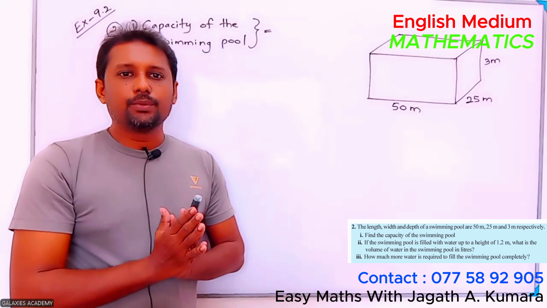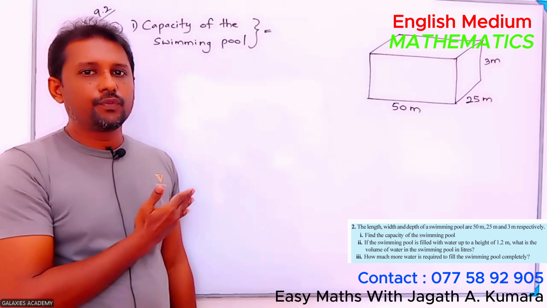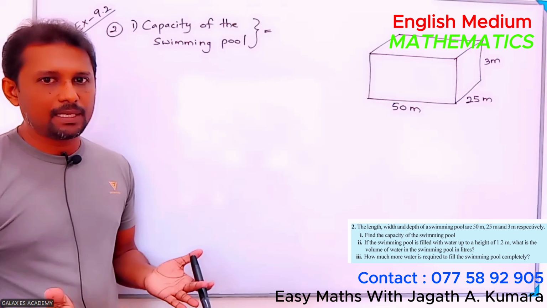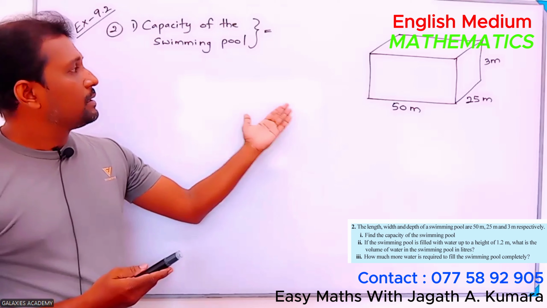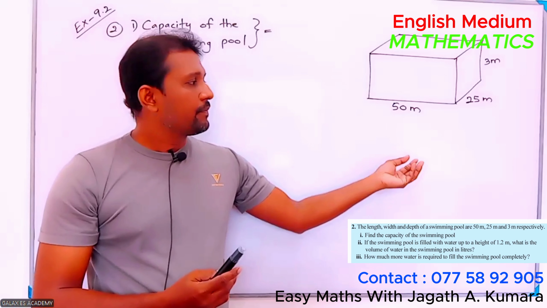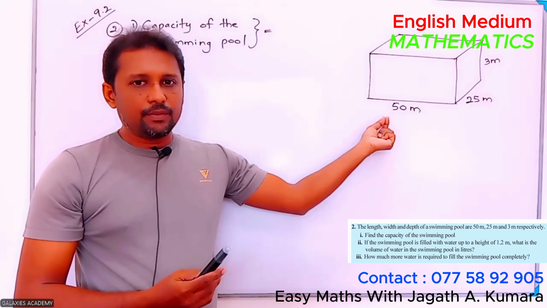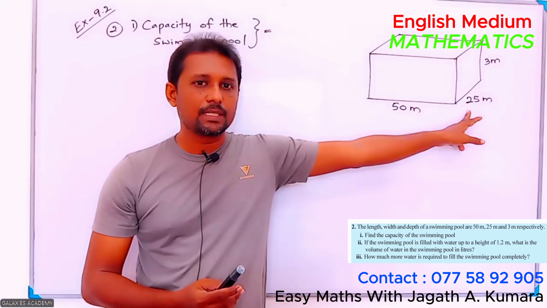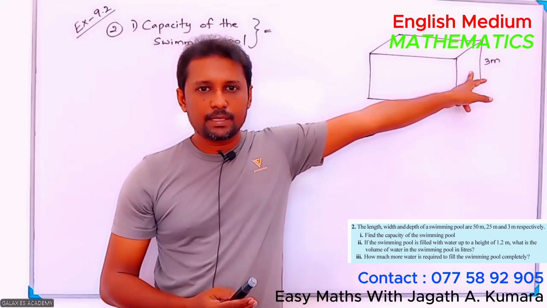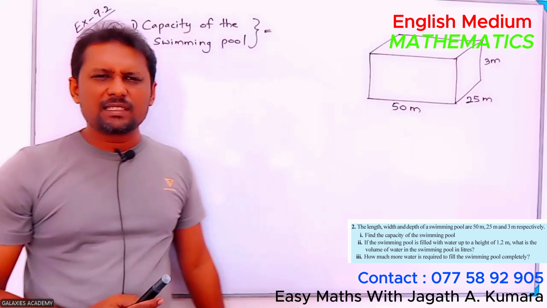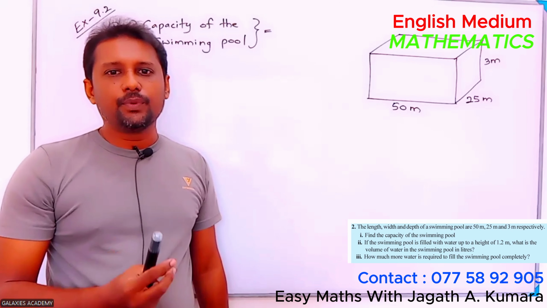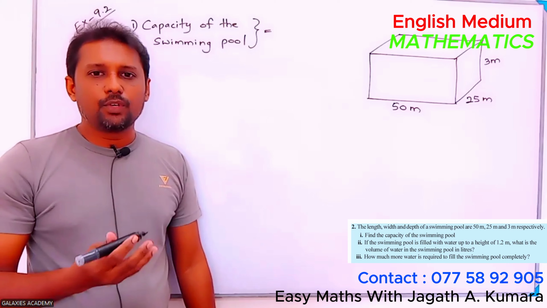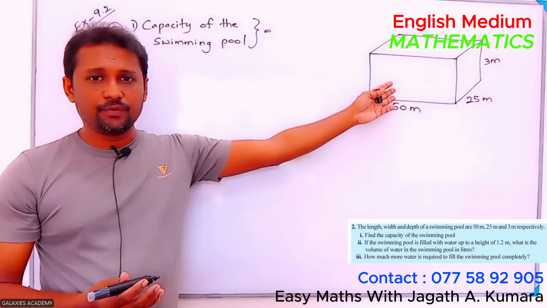Right, now let's go to check the answer of 9.2 exercise second question. Volume and capacity. The first part, the diagram and question given is about the swimming pool, length 50 meters, breadth 25 meters and height 3 meters. The first part asks what is the capacity of the swimming pool. How can you find the capacity? Capacity means the maximum volume that can be filled in this swimming pool.